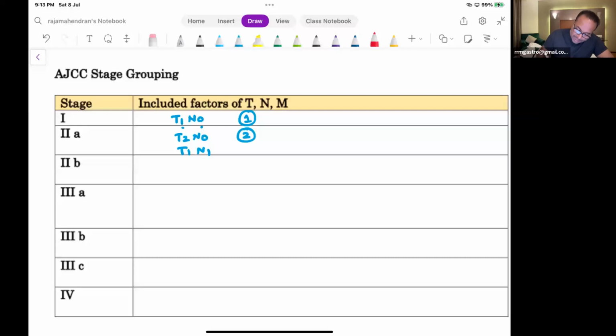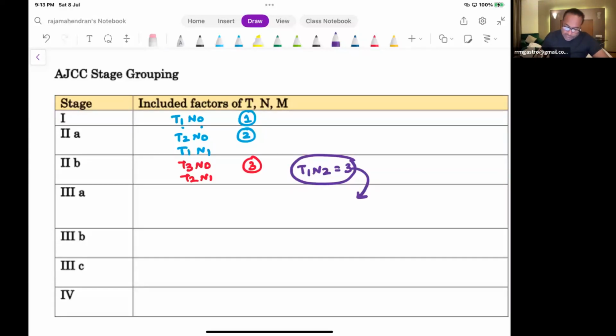Stage 2B is when I count, it should come to 3. Like T3, N0, T2, N1. So always please remember, T should be more than N. If T is less than N, you should not add it in the staging. The only exception I will tell you is T1, N2: the count comes to 3, but it should be put under 3A. Only one exception, remember this point alone.